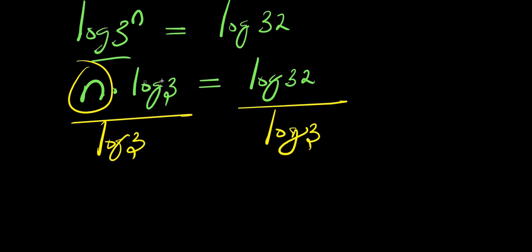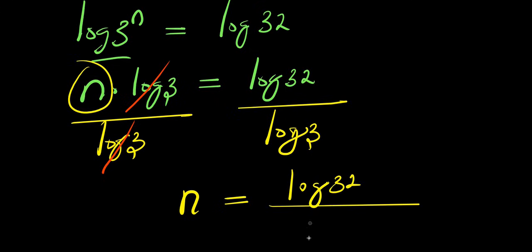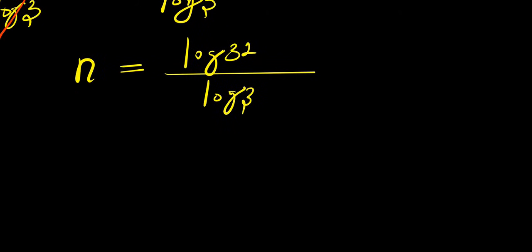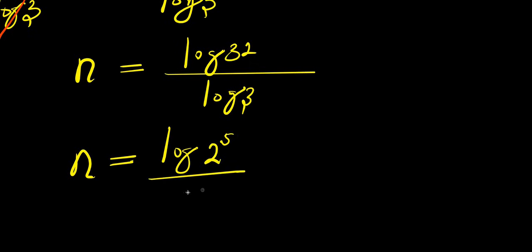So this eliminates this. I have n equals log 32 divided by log 3. So from here, I have n equals log 32, which is simply log of 2 power 5. That is 2 times 2 times 2 times 2 times 2, 2 in 5 places. Divided by log 3.